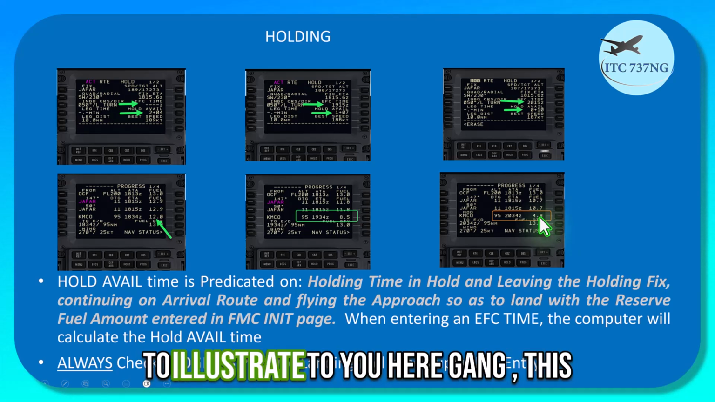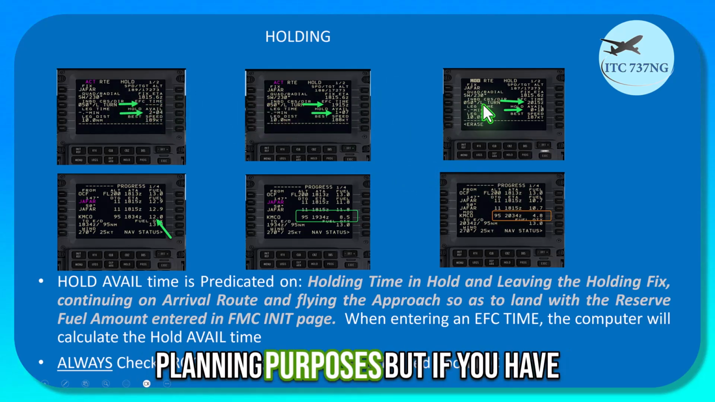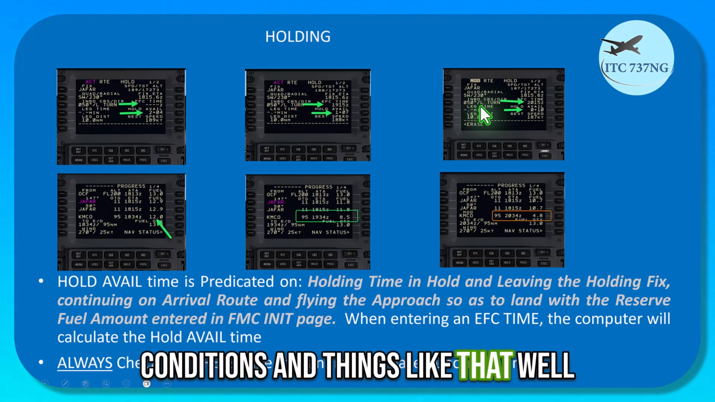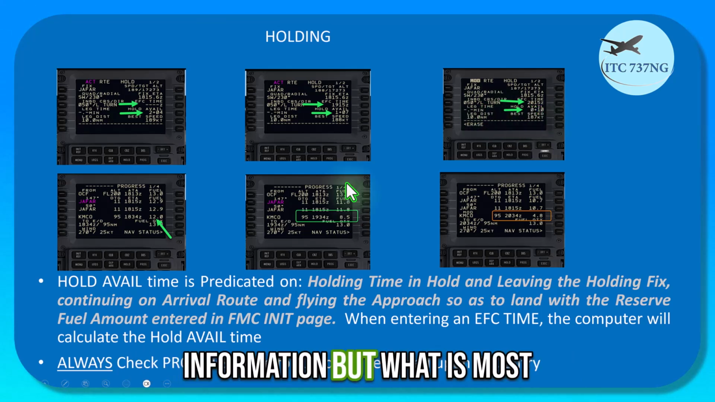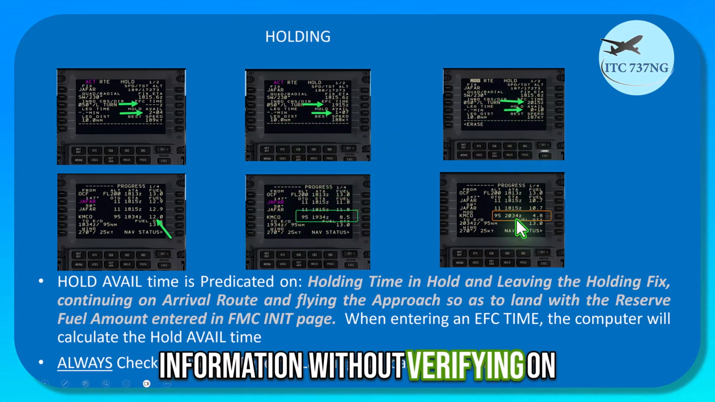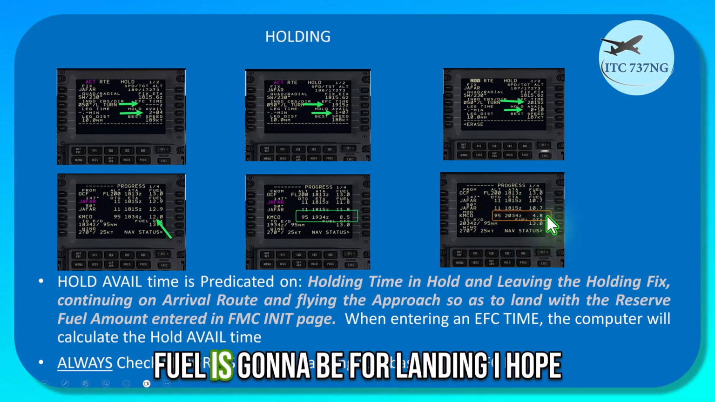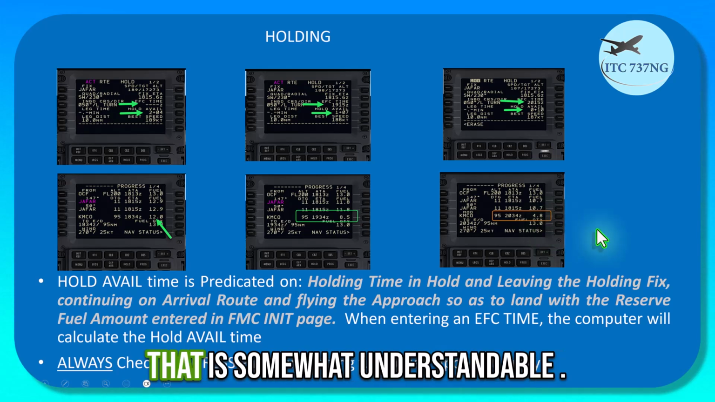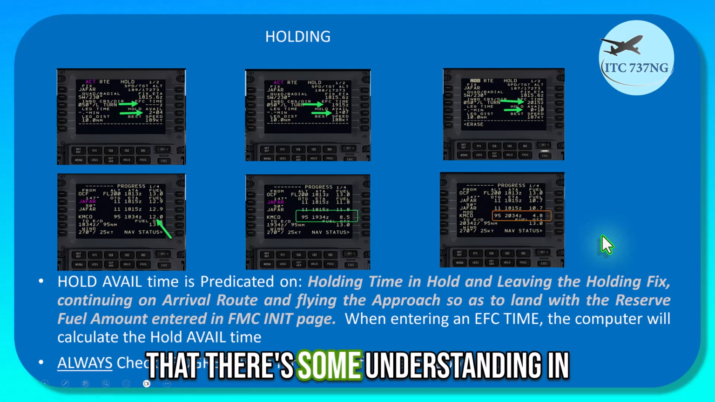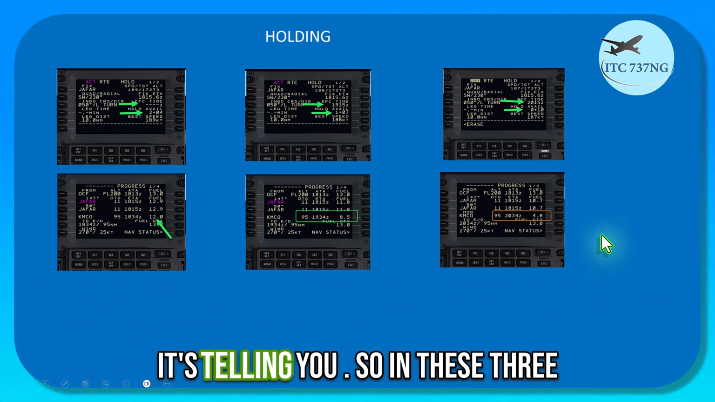So what I've tried to illustrate to you here, gang, this is valuable information for general planning purposes. But if you have alternates that you have to maybe consider because of weather conditions and things like that, well, this is very valuable information. But what is most important is never just trust that information without verifying on the progress page what your actual fuel is going to be for landing. I hope that is somewhat understandable. Sometimes it's confusing, but I hope that there's some understanding of this. This is a very valuable piece of information if you understand what it's telling you.